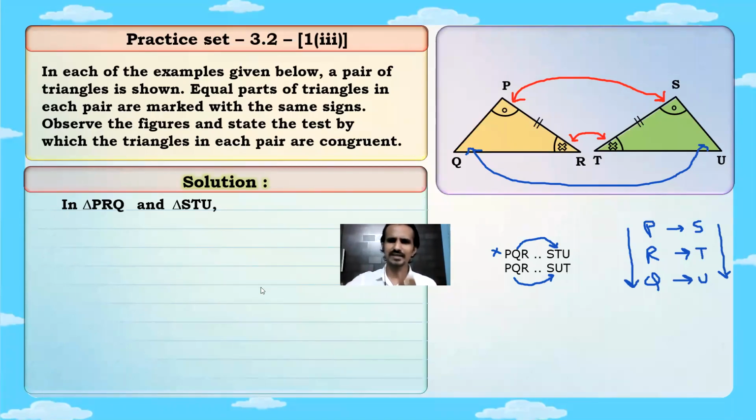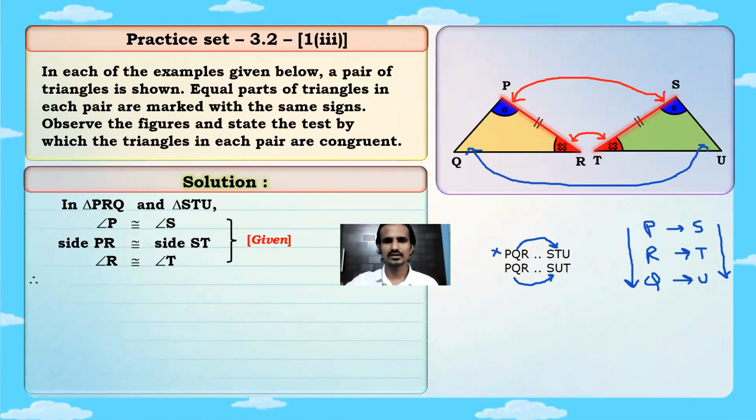Okay? अच्छा, एक बार आपने नाम लिख दिया ना, फिर तो आपके सामने दिख रहा है आपको कौन सा एंगल इक्वल है, कौन सा साइड इक्वल है. Do you know that it is ASA test? So first, angle P equal to or angle P congruent to angle S, which is given. Side PR congruent to side ST, which is also given, and angle R congruent to angle T. All the three parts are given. Therefore, the triangles are congruent by ASA test. All right.